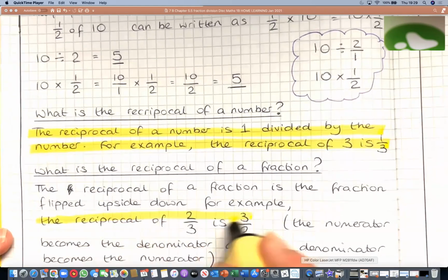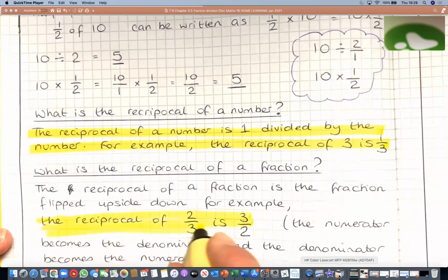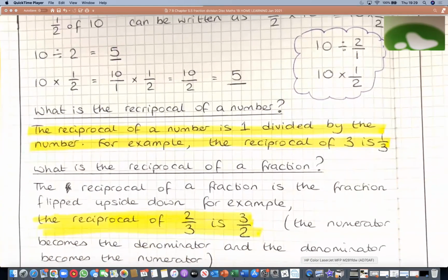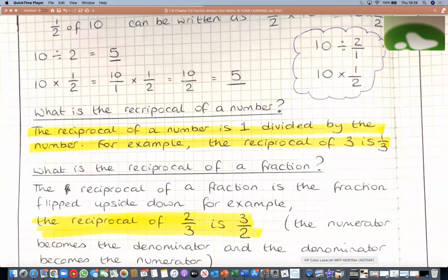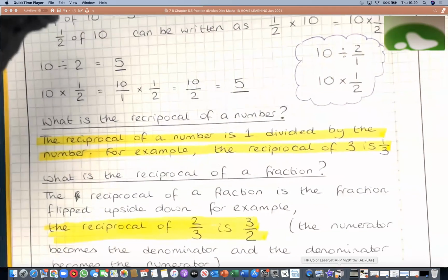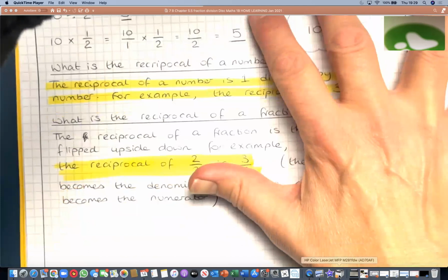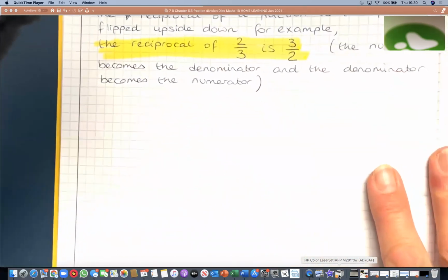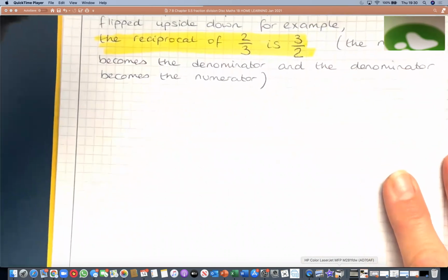Again, highlight the key points. I'm just going to highlight my example there, that the reciprocal of 2/3 is 3/2. I'm going to have to move my book so there's a little bit more space for you to see what I'm writing. Okay, hopefully you can still see that.